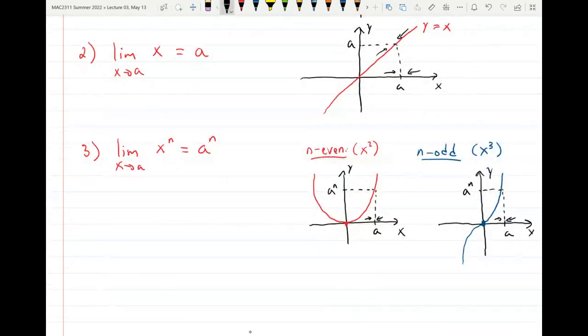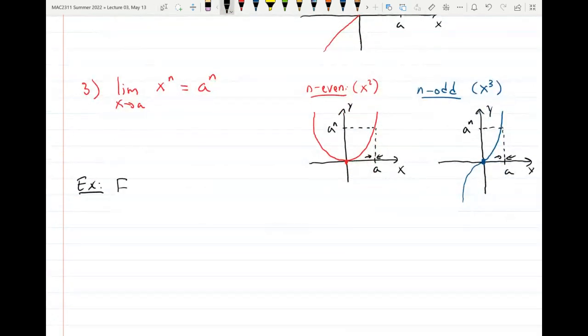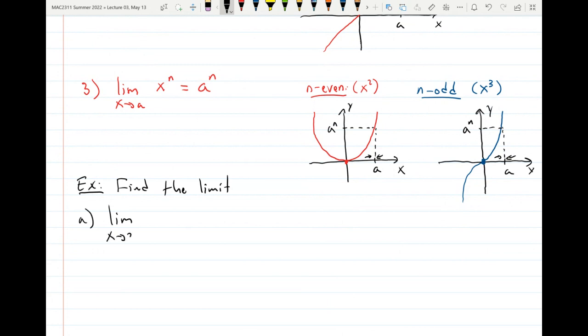So let's look at some quick examples for this. Let's find the limit as x approaches 2 of 3. And let's do the limit as x approaches -4 of x. And then let's do the limit as x approaches 2 of x squared.